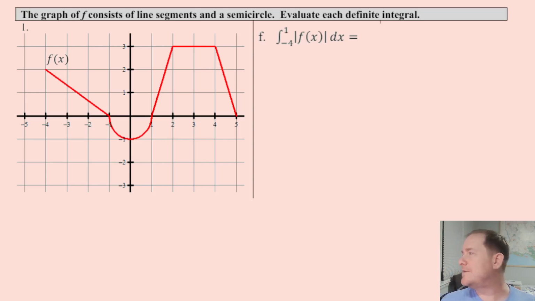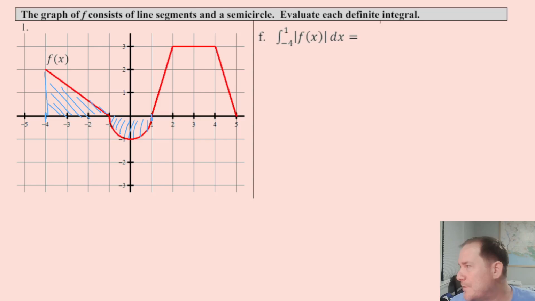F. Okay. So F, first of all, wants us integrating from -4 to 1. So here's -4, here's 1. So they want us to get the area of this right triangle, but they also want the area of this circle. And if I just left this as f of x, then I'd have a big chunk of positive area, smaller chunk of negative area, and the final answer would be the difference between these two.